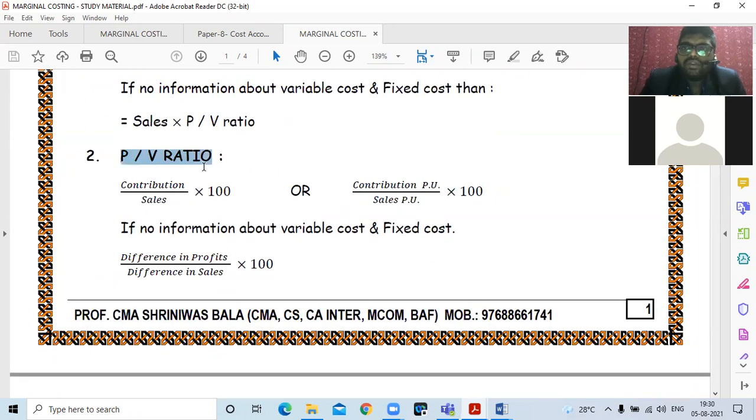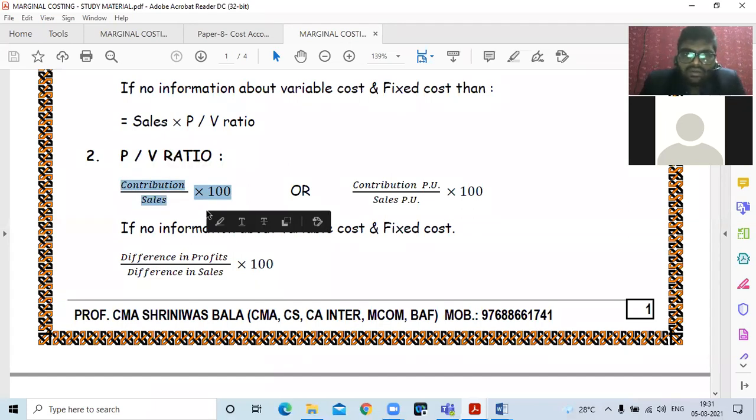Second formula is your PV ratio. PV ratio stands for profit volume ratio. The formula for PV ratio is contribution upon sales into 100. Generally, we are going to use this formula only. Contribution upon sales into 100.